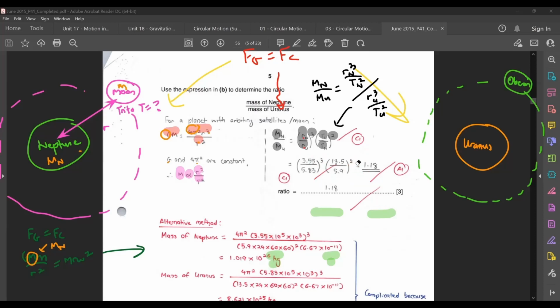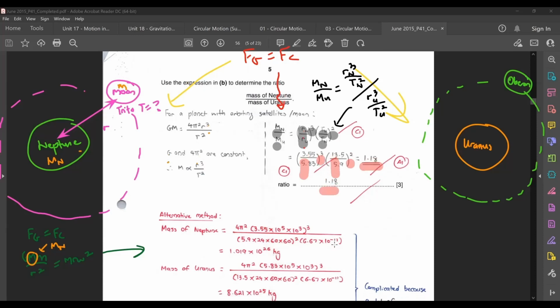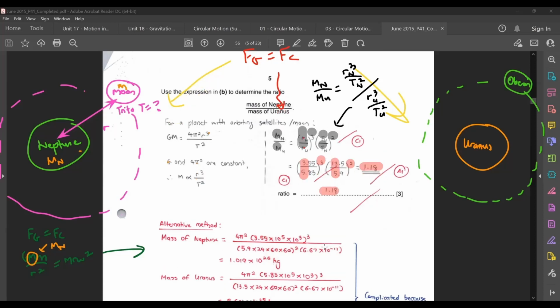Okay, so just take the ratio. Remember to cube for the first set, and then remember to square for the second set. Eventually, you get your answer as 1.18. Just like that. All right. This is one part.